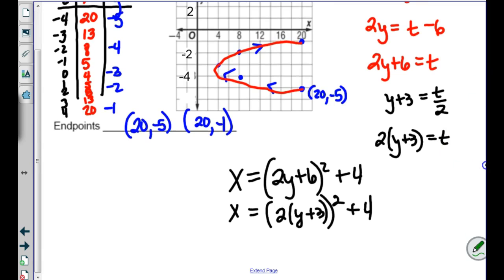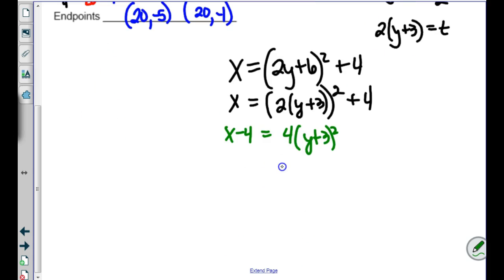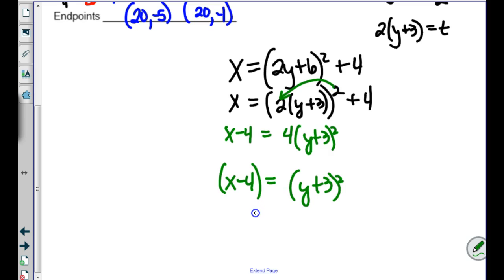Actually, you don't have to do this on a quiz, but if I subtracted the 4 over here, I'd have y plus 3 squared. If I squared that 2 out front, I'd have a 4. Then I could divide this. On the quiz, this is not the form off your reference sheet. We had to get rid of the 4 over there because I squared it.